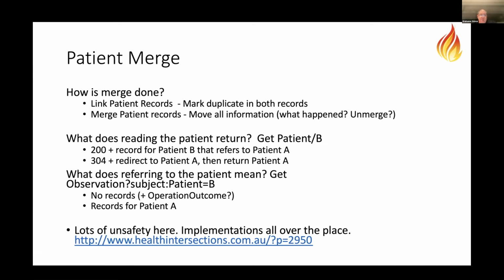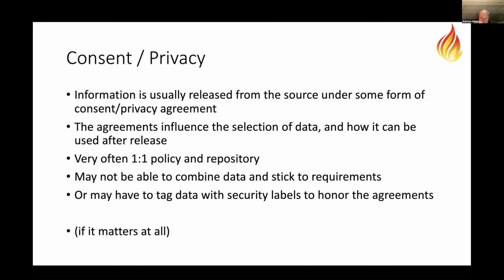What does it mean if you do a search for observations on subject patient B? Now the patient B no longer exists. Do you get no records? Maybe an operation outcome saying, maybe you should look at patient A. Or do you just get all the records for patient A? We got systems doing both of those as well. And yes, again, lots of unsafe things going on here. These are hard.